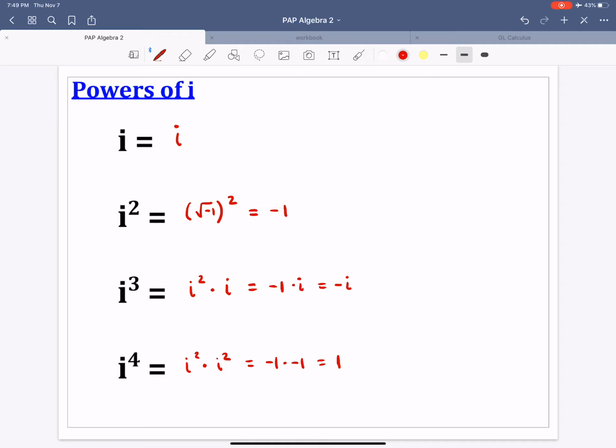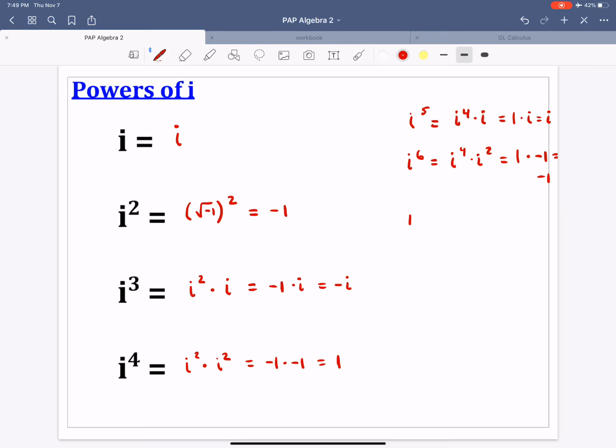You're like, that doesn't repeat. Well, watch what happens when we do i to the fifth. That's the same as i to the fourth times i. Look at our list: i to the fourth we know equals 1. So 1 times i equals i, which is right back where I started. Look at i to the sixth. i to the sixth is i to the fourth times i squared. Well, i to the fourth is 1, i squared is negative 1, and 1 times negative 1 is negative 1.